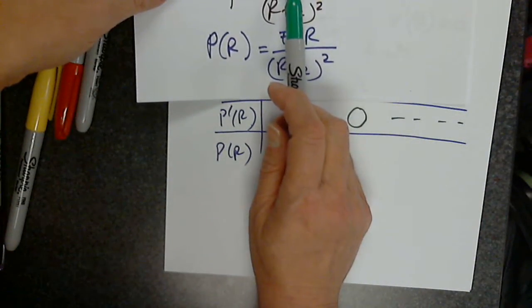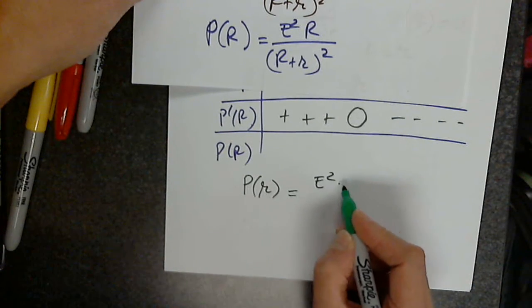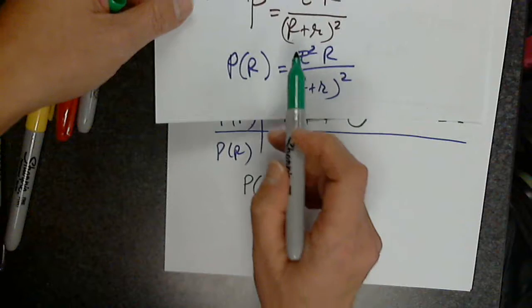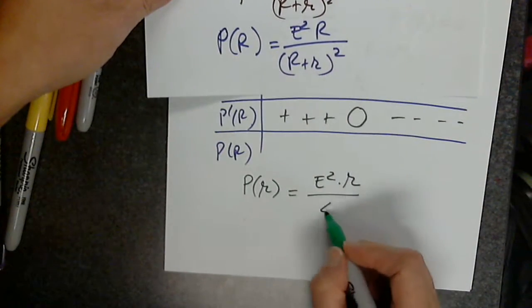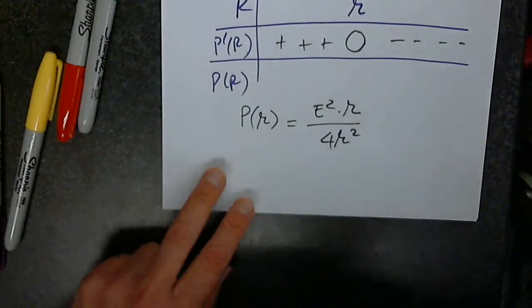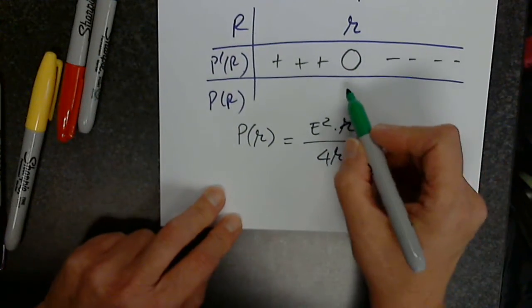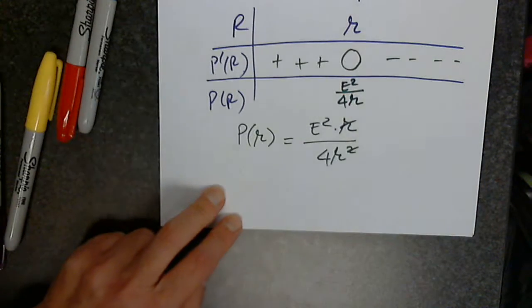Now, when I go back to the function and I plug in r here, P of little r will be E squared times r over little r plus little r, which is 2r squared, so 4r squared. So I will simplify. So this will be E squared over 4r.